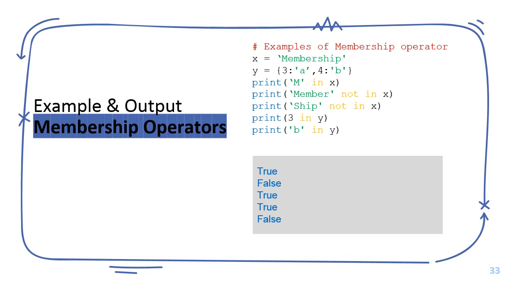Then the next one is ship not in x. Here you can see that the ship character set is different from what is in the variable x, so it is not in x, thus true is given. Then print 3 in y. 3 is there, so it is present. Then print b in y. It is false, since b is the value, it is not the key. So these are all about membership.